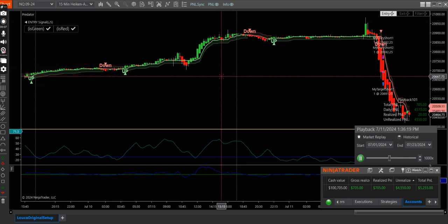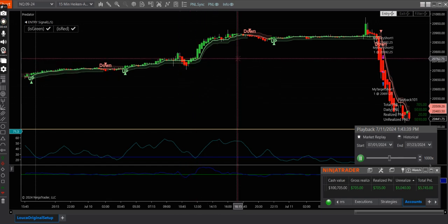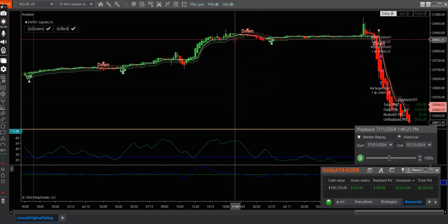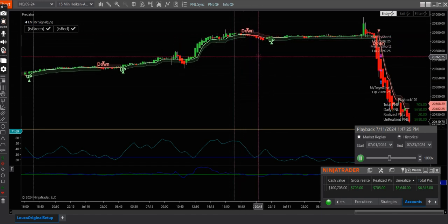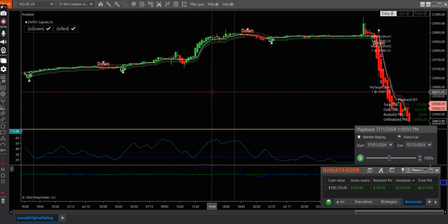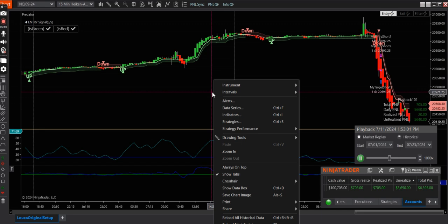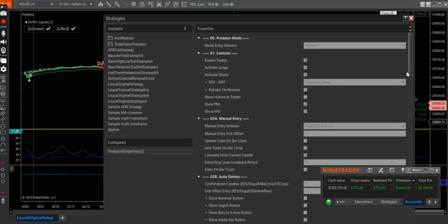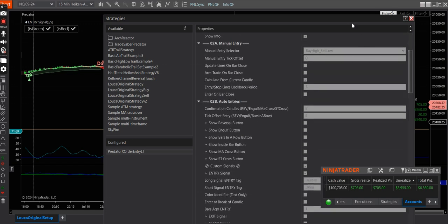So in this case, I have the 15-minute Heikin-Ashi chart up, right? And I also have this HalfTrend indicator that also plots signals. What Predator does is take those signals. Let me go into the strategy. So it takes those signals. I don't know if you can see, it's kind of grayed out.